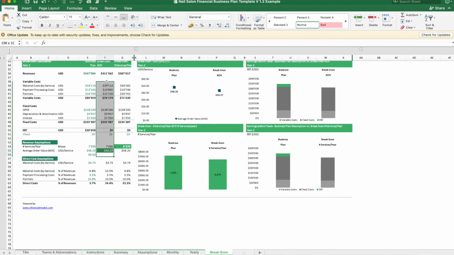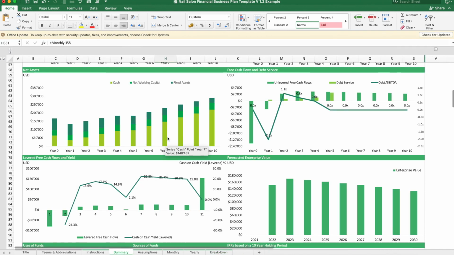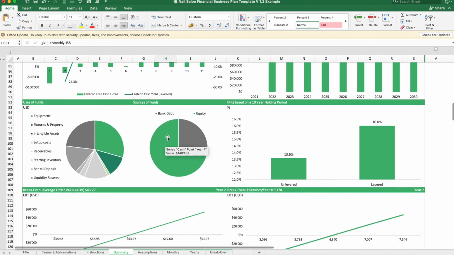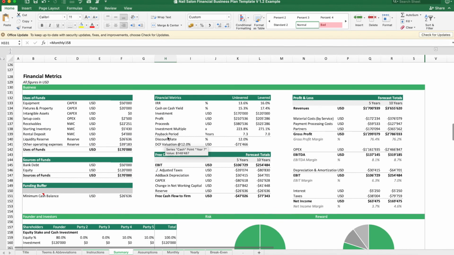So that's one way to look at in terms of the price. The other one is, let's say if the price is a given, then we need to know how many services do we need to sell in order to get to break even. And here what you can see is that in the second year our business plan is higher because we're assuming that we can sell more services than what is required to reach break even. So also this type of analysis can be included in your overall assessment of the financial feasibility of this nail salon.